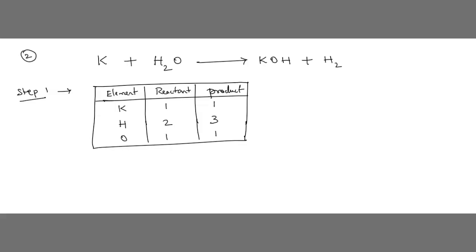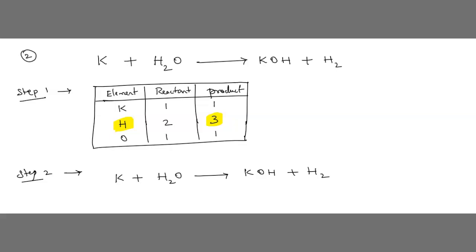So which side do we have highest? We can see here the highest is H, that is hydrogen. Where is it present? It is present in the product side. That is step number 1. Next, step number 2. What do we do, children? We multiply the reactant side, that is K plus H2O, which gives KOH plus H2.